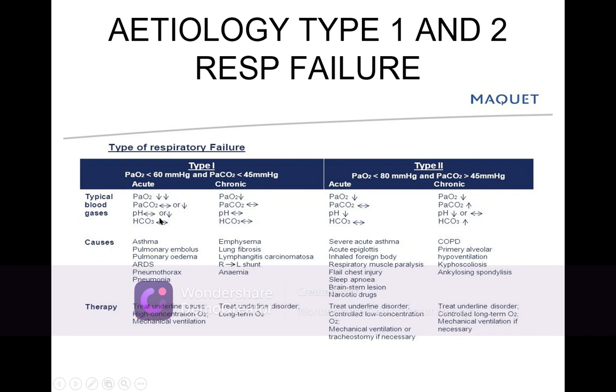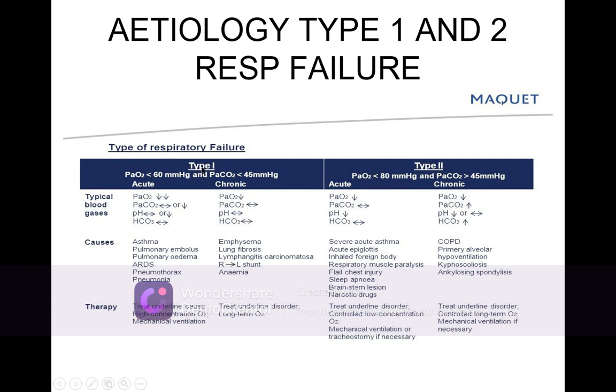The causes of the acute type 1 are asthma, pulmonary embolism, pulmonary edema, ARDS, pneumothorax, pneumonia, where the capacity of the lungs is reduced very, very quickly. And chronic progressive causes are emphysema, lung fibrosis, lymphangitis carcinomatosa, right to the left shunt of the blood in the circulatory system, and severe anemia, which can cause type 2 or 1 chronic respiratory failure. Therapy is to treat the underlying cause, high concentration oxygen, mechanical ventilation because it is an acute condition. While in the chronic one, treatment of the underlying disorder and long-term at-home oxygenation is the main therapy of this condition.